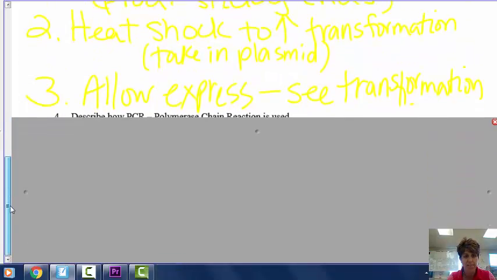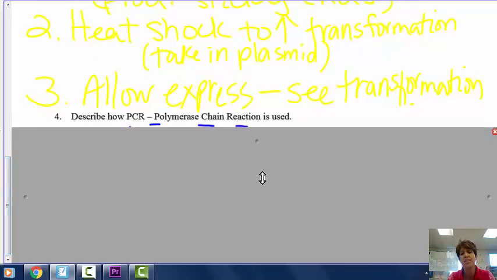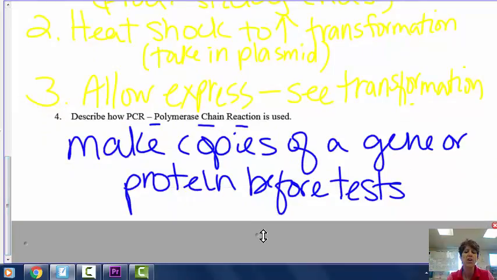All right, next step. Describe how PCR is used. PCR is just to make a lot of copies of a gene. So if I've isolated something like the breast cancer gene, I want to make many, many copies of it before I do any research so that I always have backup copies. And other labs can also use that gene and do copies. So that's what a PCR machine does.